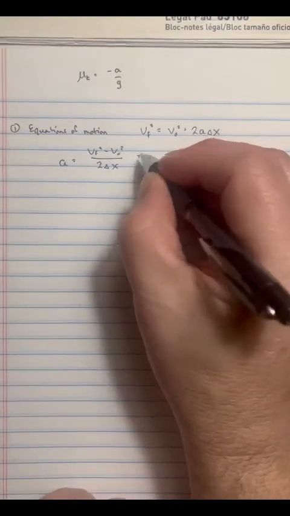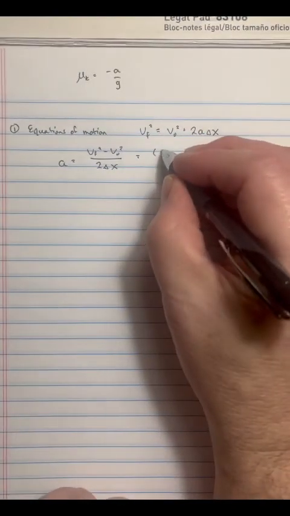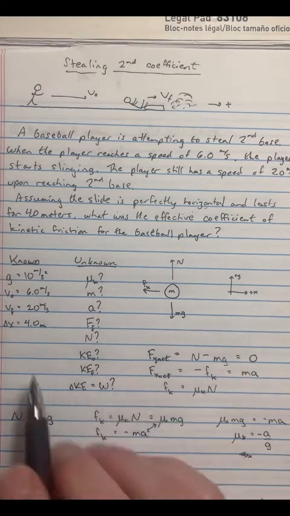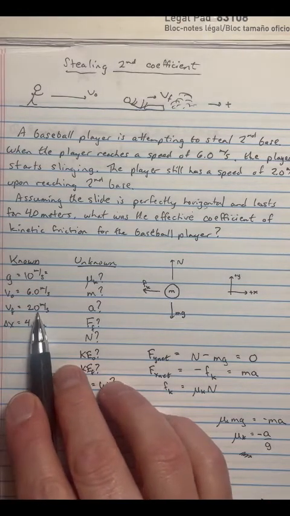Okay. Now, that's an algebra solution. We have the numbers to put in there. If we do this, we'll get our answer. Well, let's go ahead and try it. Let's see what happens. So, Vf was, now remember, you gotta be careful about this, right? Vf was not 6, but 2. Remember that the ball player was slowing down, and the final speed is 2.